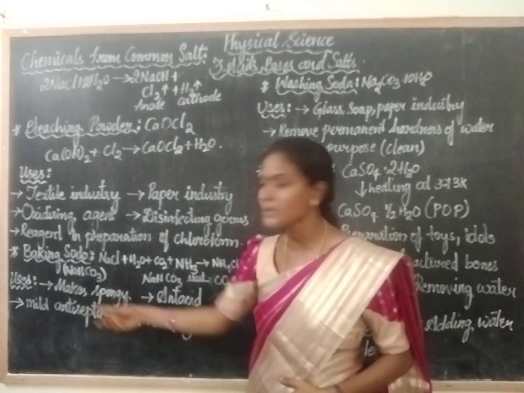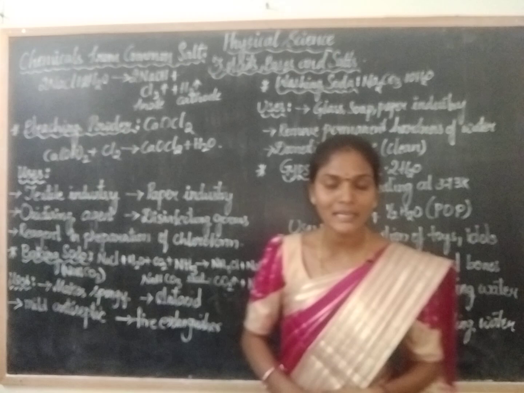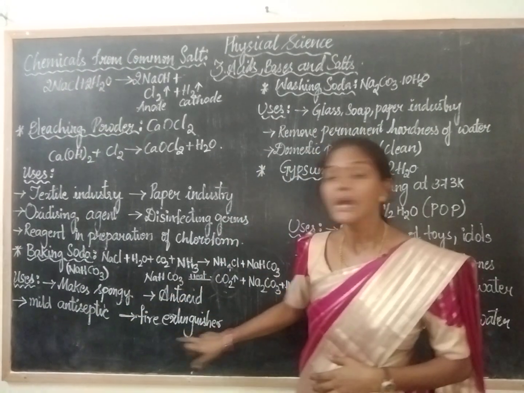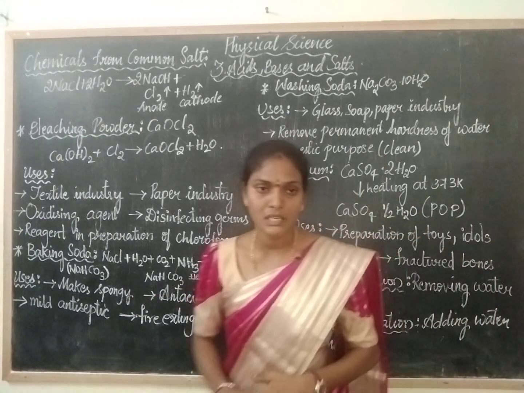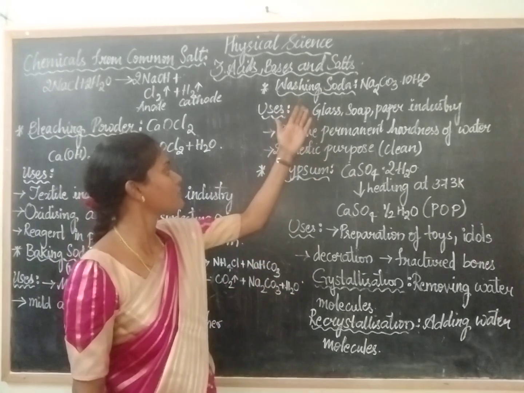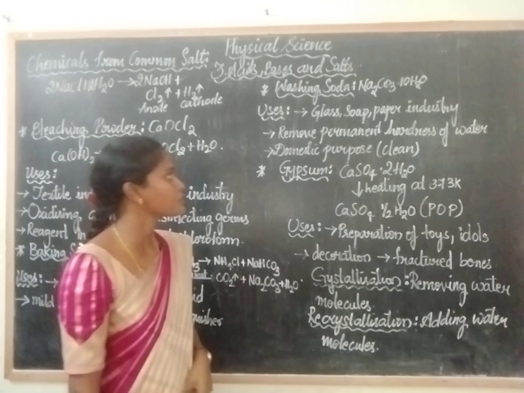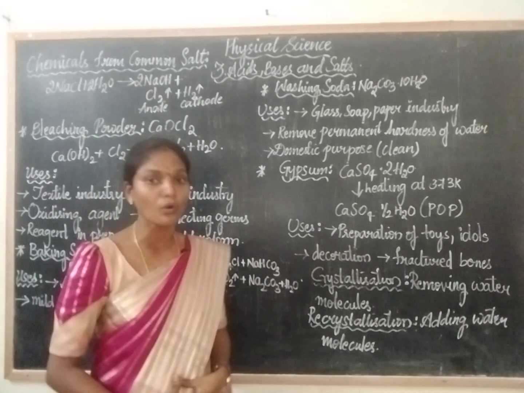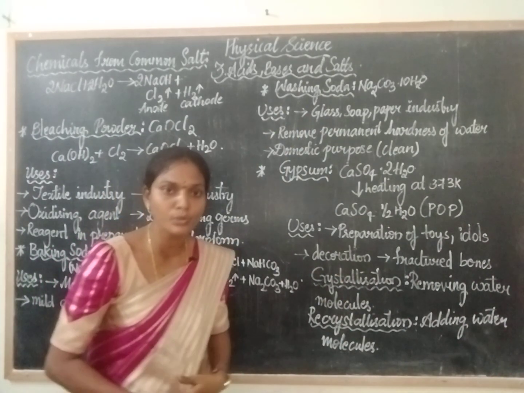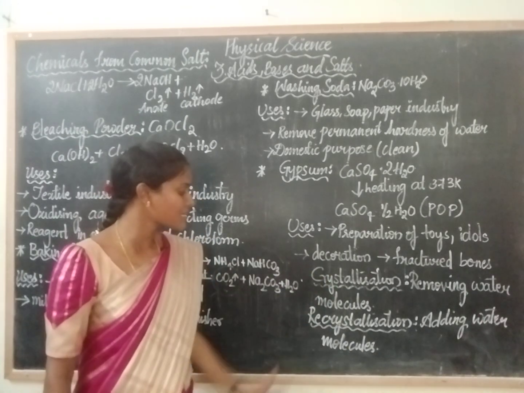Yes, what are the uses? It makes it spongy, it is used as an antacid, it is used as a mild antiseptic, and it is also used in fire extinguishers. And next, the common salt. What we are going to learn about is washing soda. What is the chemical formula for washing soda? Na2CO3·10H2O.